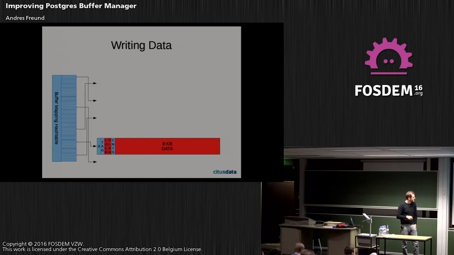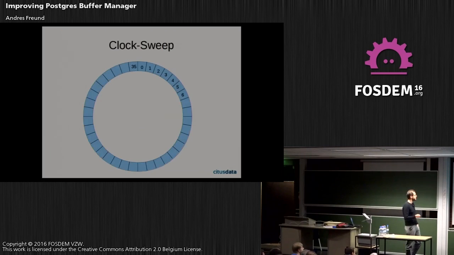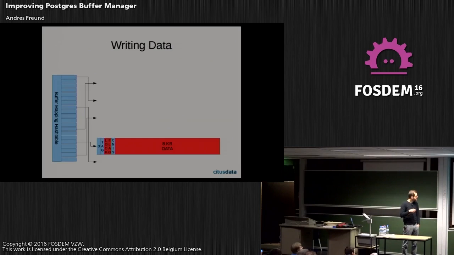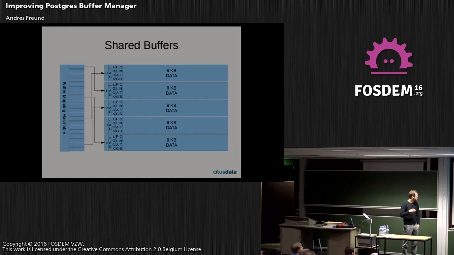But that comes later. So I said earlier that sometimes we need a new page, a free page where we store data if it's not currently cached. The way we do this is we use the so-called clock sweep algorithm. We just organize all these pages that I had earlier here.